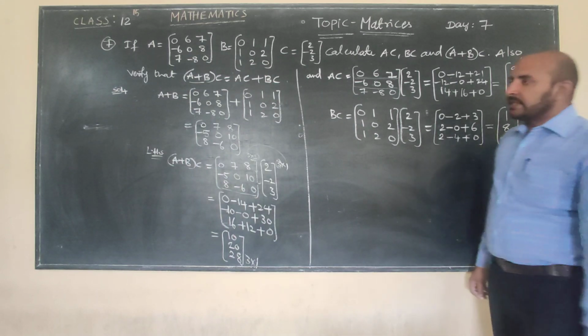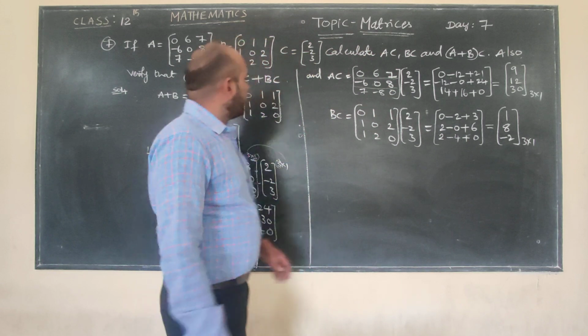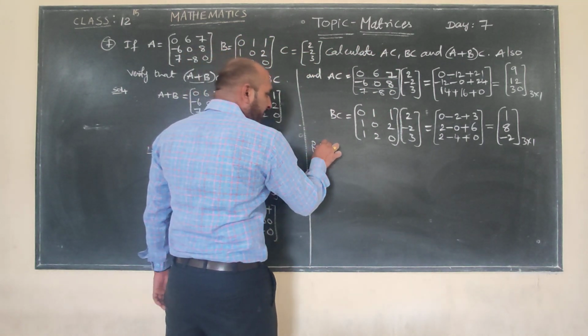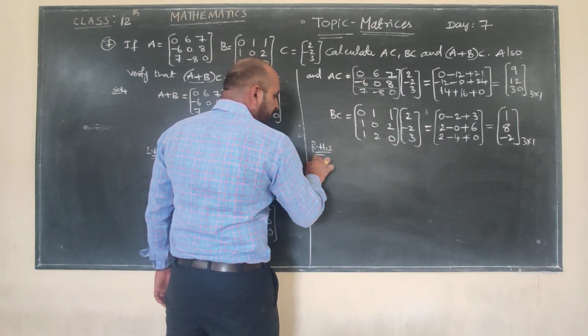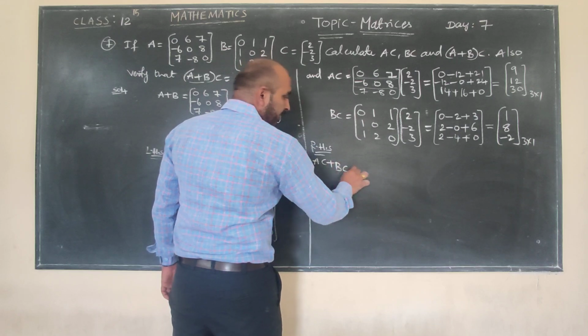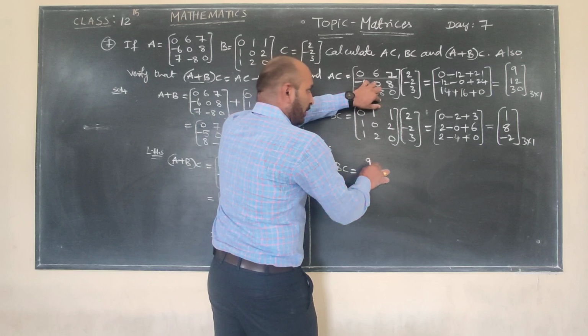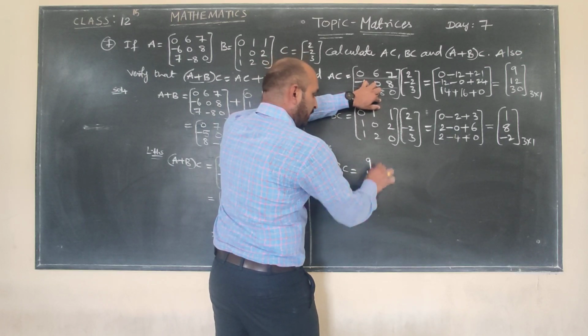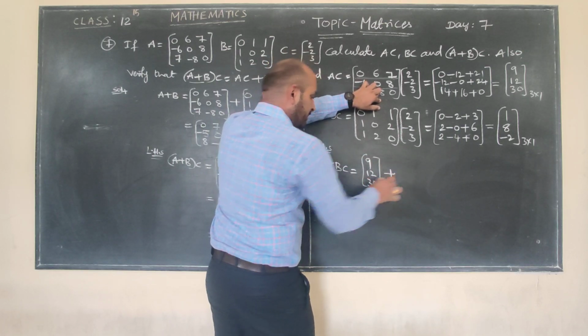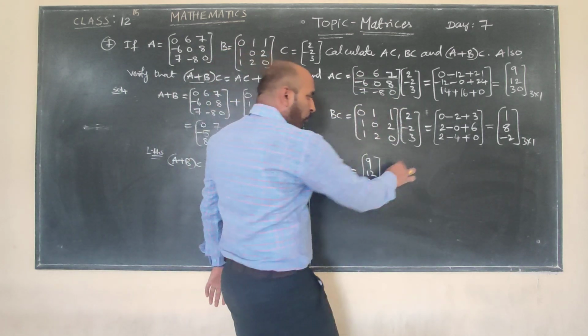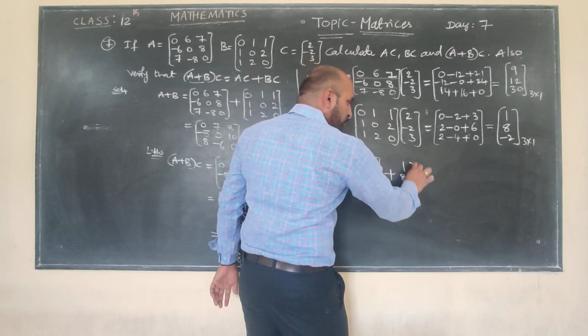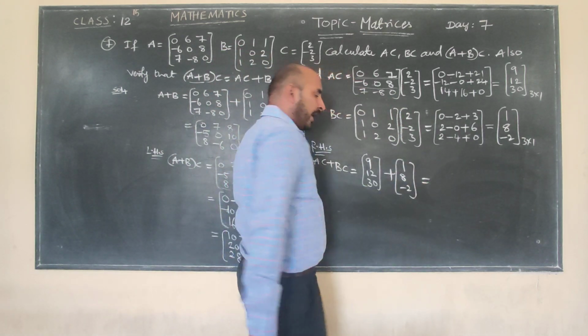Now coming to the right hand side value, what is given? AC plus BC. I am taking right hand side value. So AC plus BC equal to AC matrix. We have 9, 12, 30 column matrix plus BC matrix. So 1, 8 minus 2, which is equal to 9 plus 1.